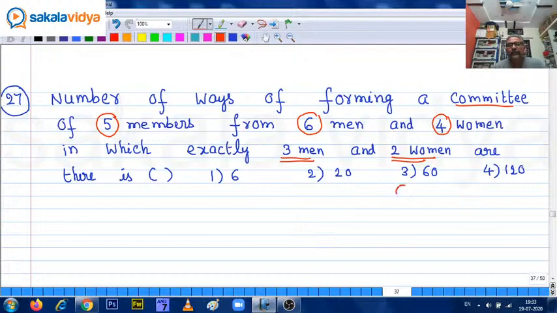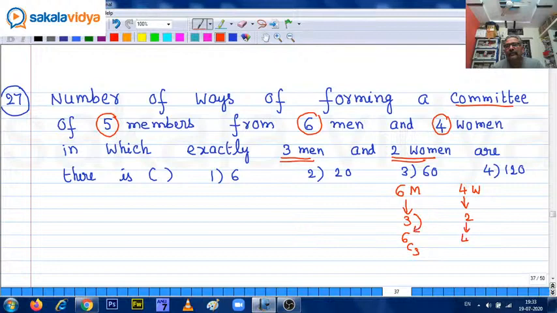Here how many men are there? 6 men. Total how many women? 4. What are the selections to be done here? 3 men out of 6, and from 4 we need to select 2. Total 3 plus 2 is 5-member committee. So this can be done 6C3 ways, and this can be done 4C2 ways.